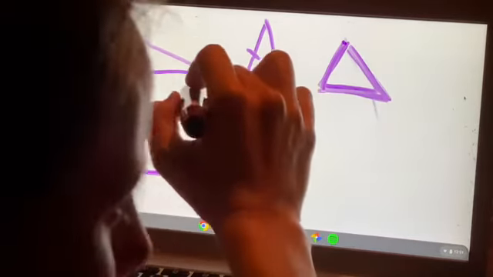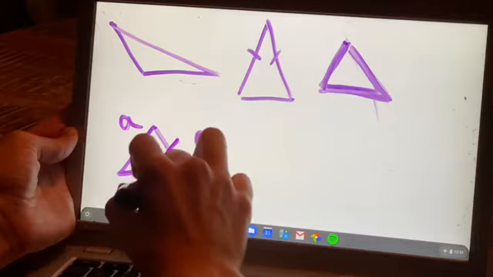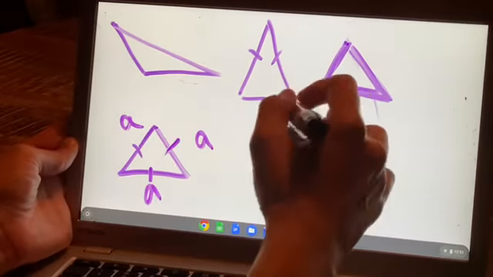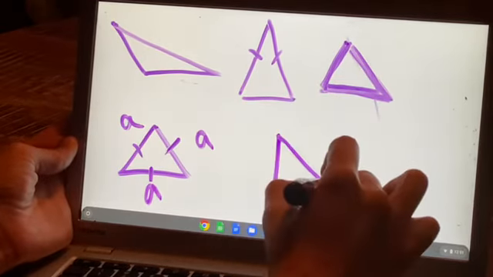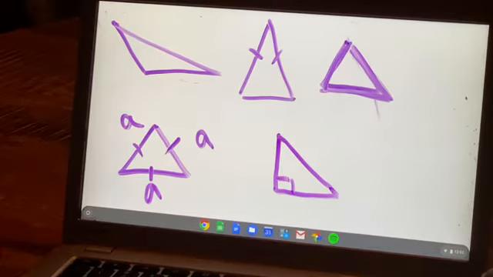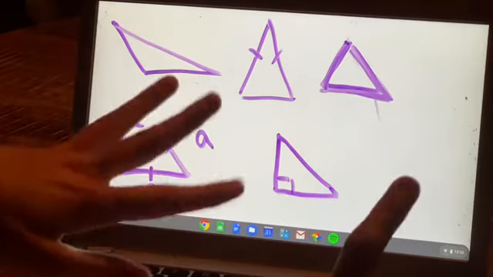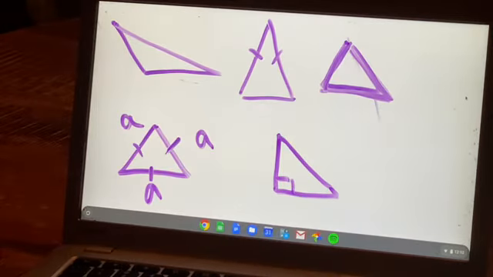It has an A, meaning that all 3 of those sides are the same. And then there's one that looks like this. Okay, it says classify these as either acute triangle, obtuse triangle, right triangle, isosceles triangle, or equilateral triangle. Do you guys remember these?